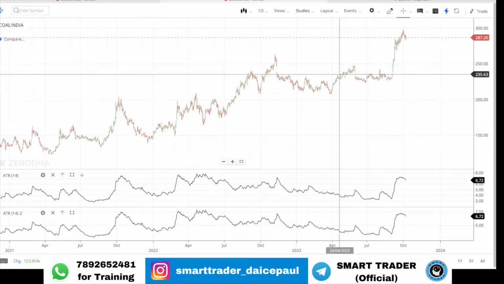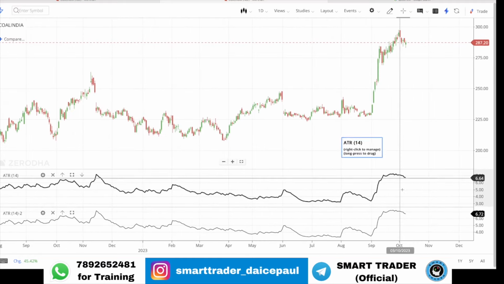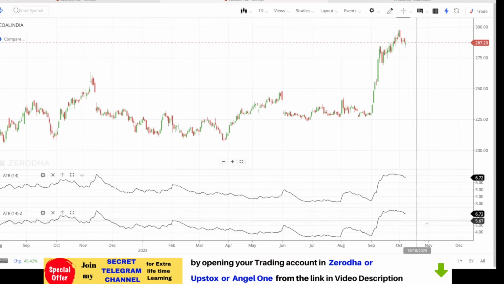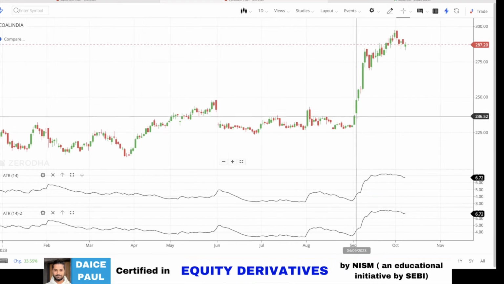The ATR measures market volatility and can help you determine the appropriate distance for your stop loss. During periods of high volatility, you might want to set wider stop loss levels to avoid getting stopped out prematurely.